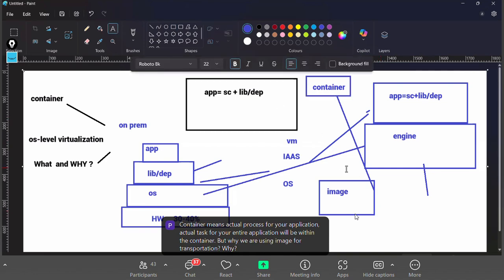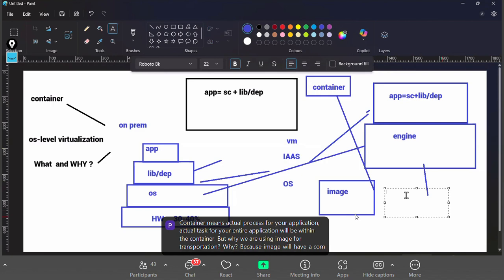Because an image is a compressed archive, very small in size, right? The size will be almost 10% of whatever the size of the container is. Why are we going to use this? For transportation from one place to another.